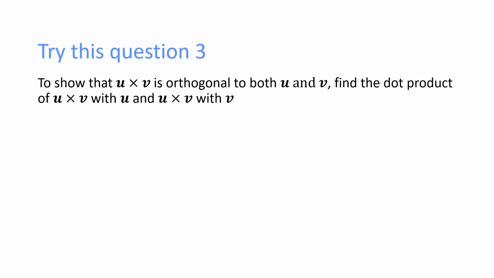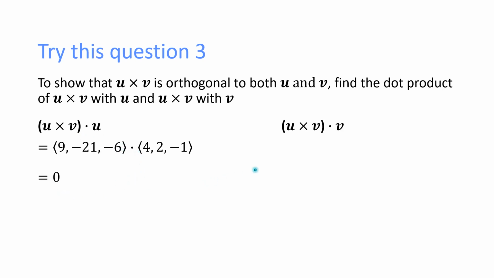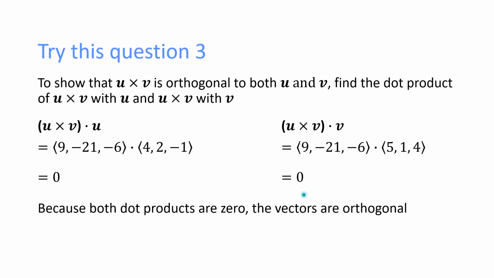And to show that u cross v is orthogonal to both u and v, we're going to work out u cross v dot u, and that gives us 0. We will also work out u cross v dot v, which also gives us 0. We can say, because both dot products are 0, the vectors are orthogonal. Again, please feel free to watch example 3 again if you would like to find the details and the steps involved in working these steps.